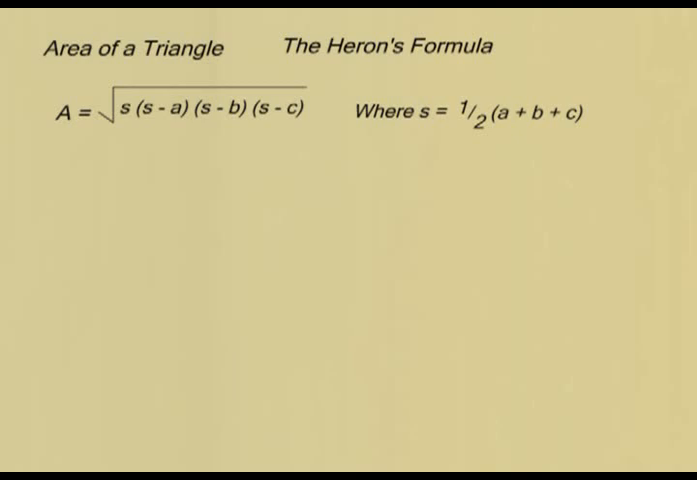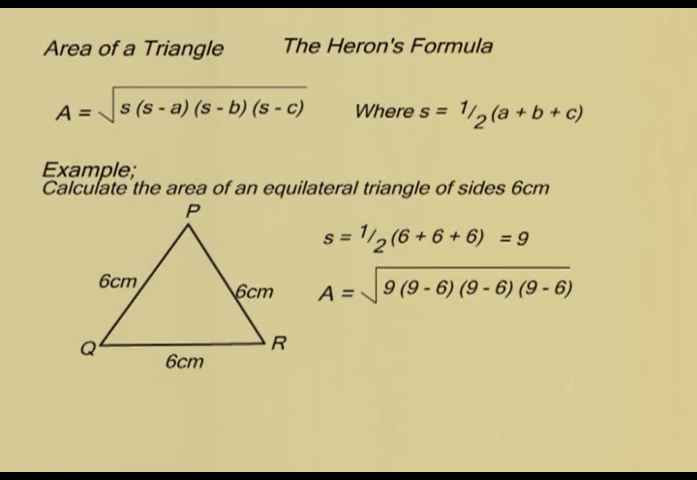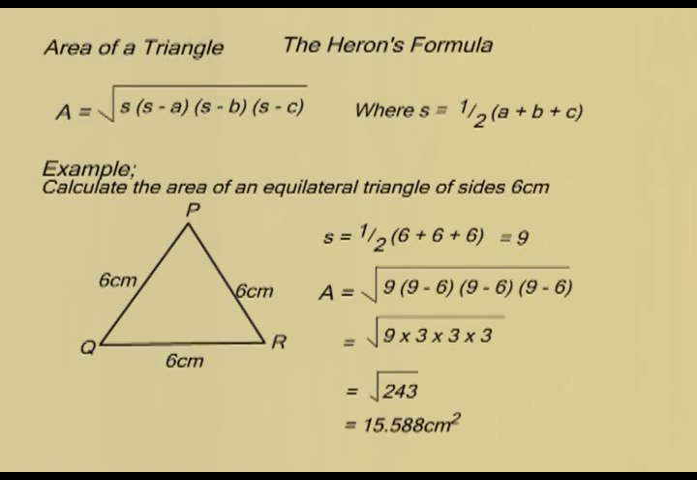Let us work the area of the equilateral triangle of side 6 centimeters and pretend we don't know the angles. And so s will be equal to a half into 6 plus 6 plus 6, and that gives us 9. So we have the square root of 9 times 9 minus 6 times 9 minus 6 times 9 minus 6. That gives us 9 times 3 times 3 times 3, which gives us 243, the square root of which is 15.588 centimeters squared.